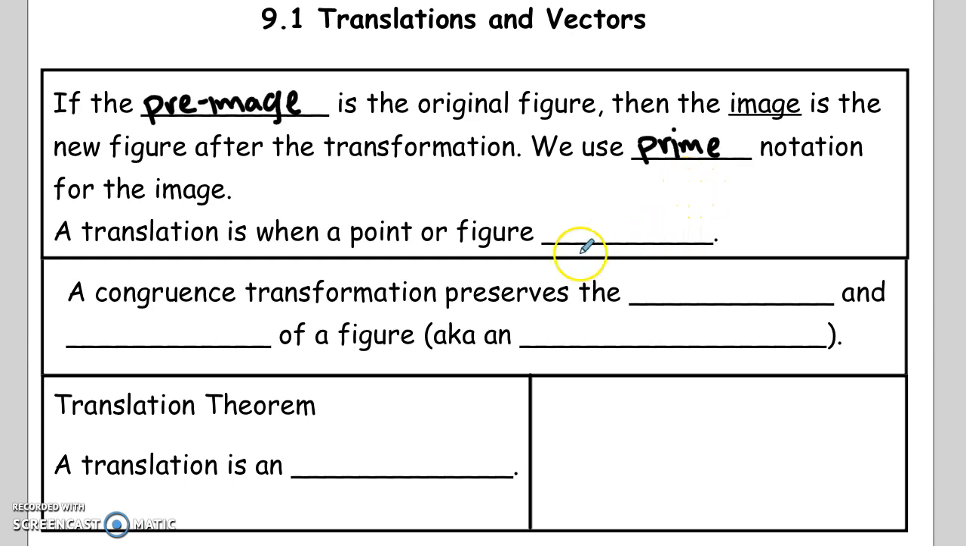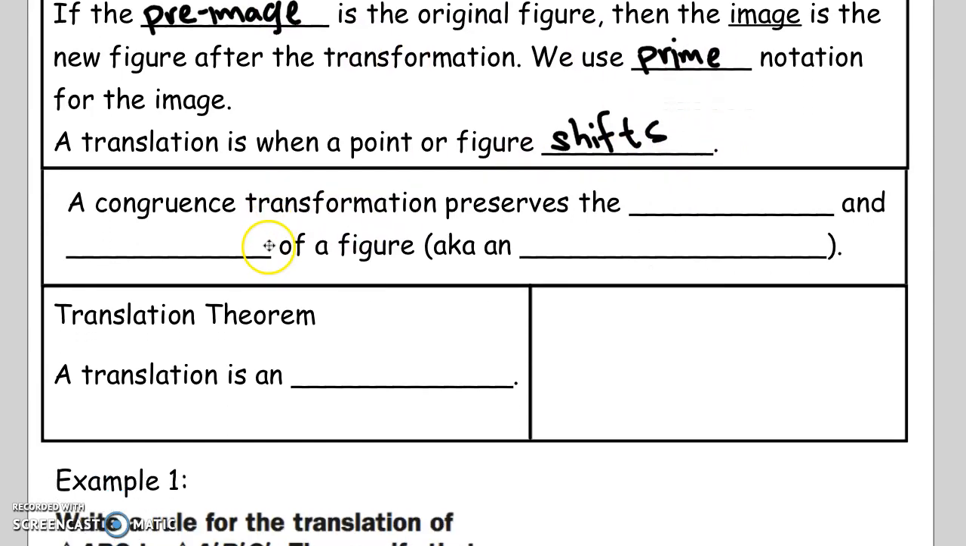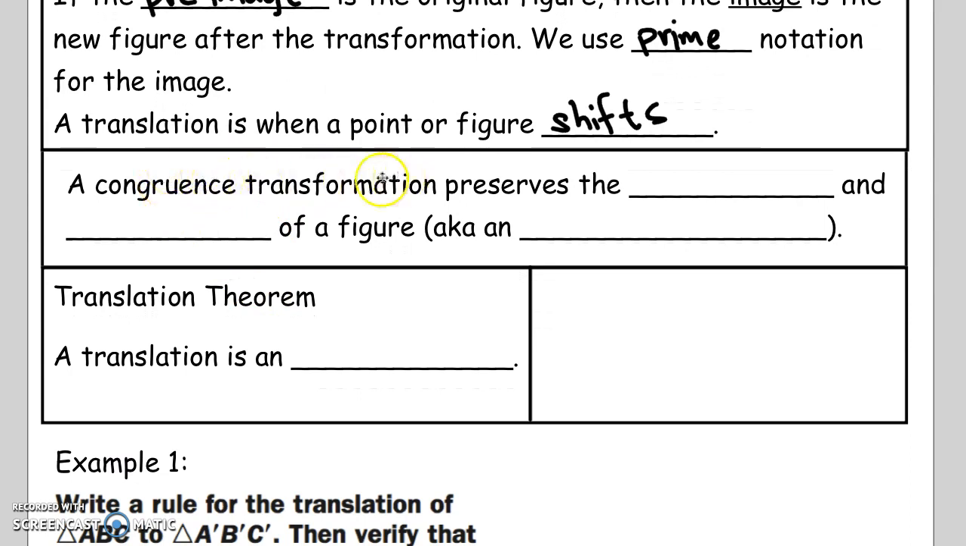So yes, a translation is when a point or figure shifts. So we're moving a figure anywhere that we want to on a coordinate plane. So our next keyword is the congruence transformation.